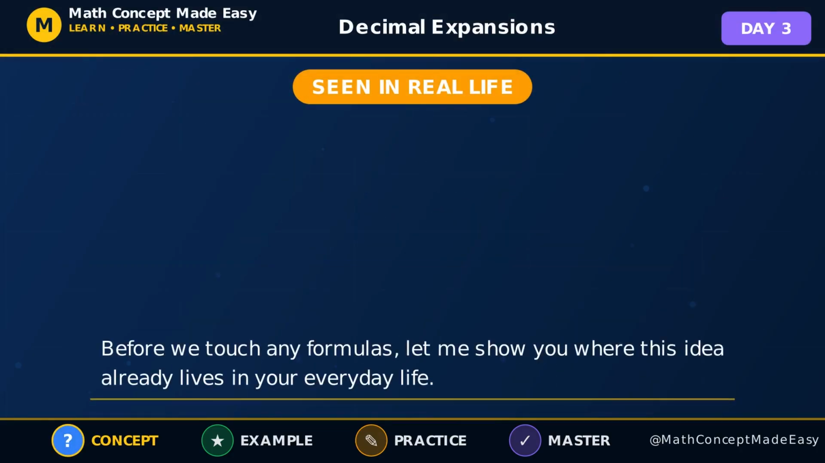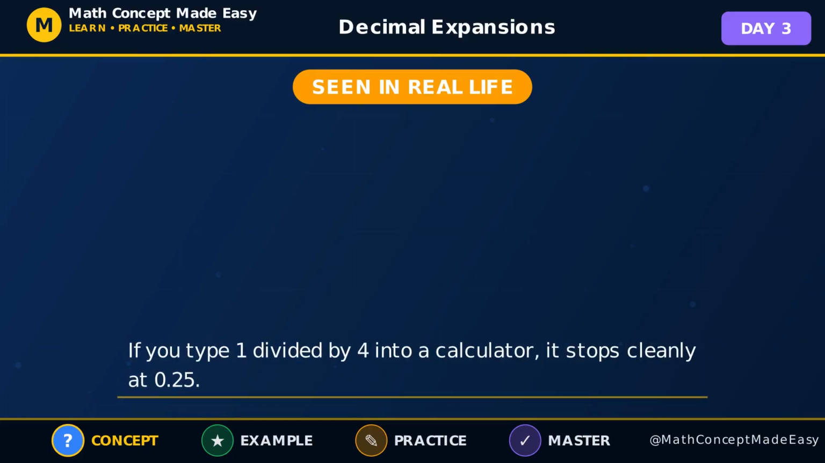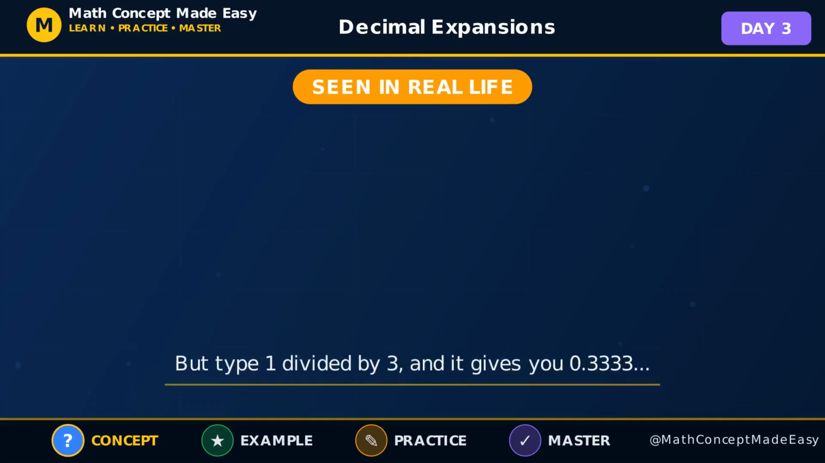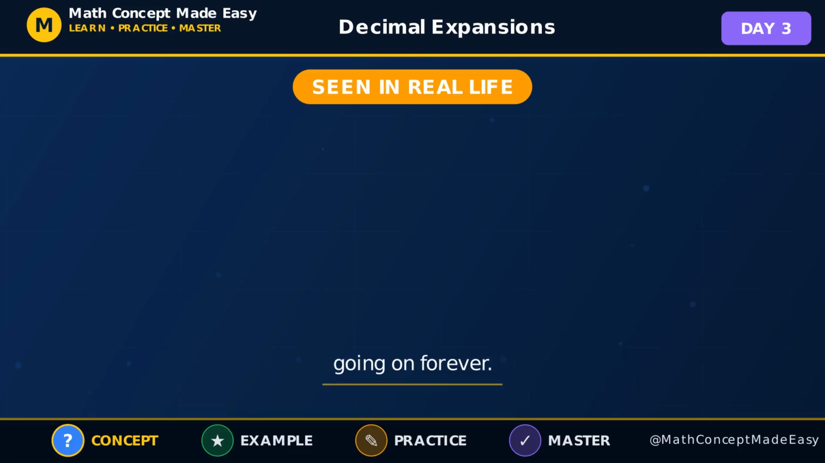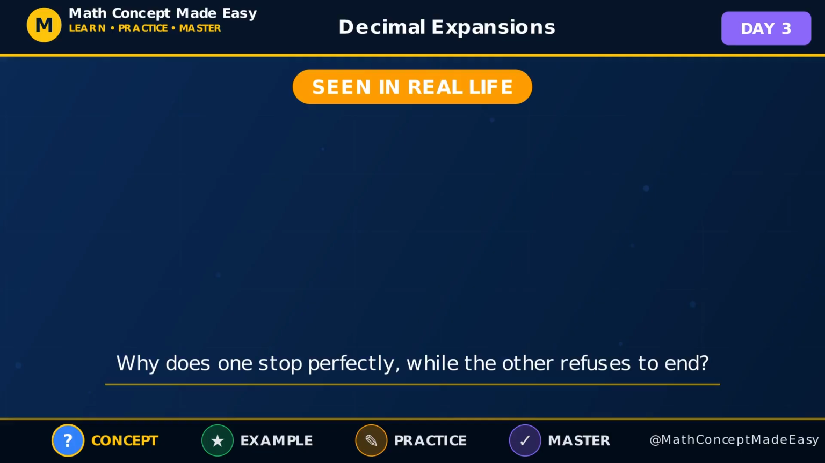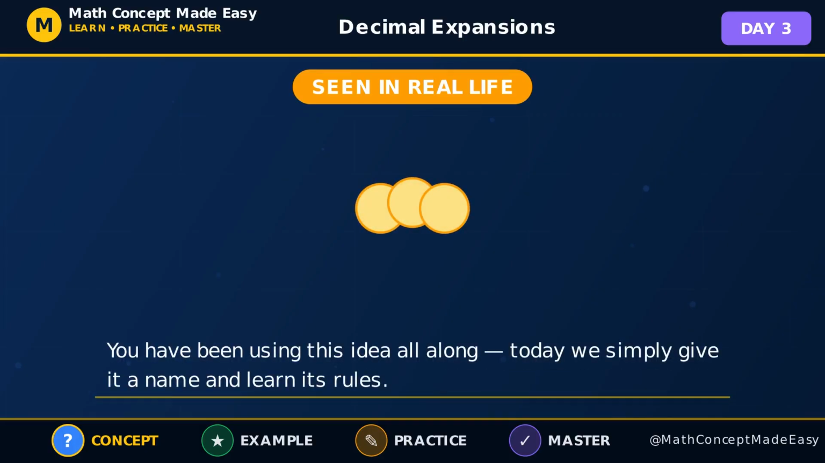Before we touch any formulas, let me show you where this idea already lives in your everyday life. If you type 1 divided by 4 into a calculator, it stops cleanly at 0.25. But type 1 divided by 3, and it gives you 0.3333, going on forever. Why does one stop perfectly, while the other refuses to end? You have been using this idea all along. Today we simply give it a name and learn its rules.